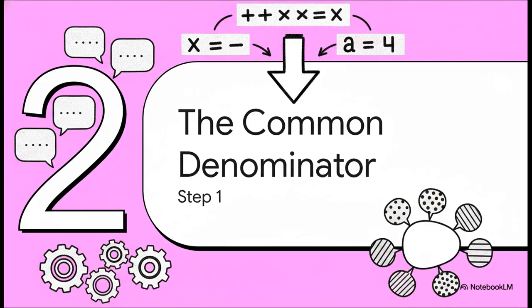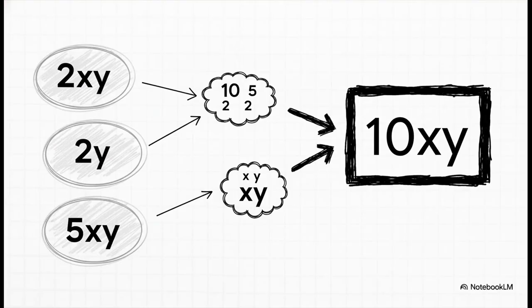Section 2, step 1, the common denominator. You know the drill with fractions, right? You can't add or subtract them unless they're all speaking the same language. And that means finding a common denominator. So let's have a look at what we're working with. We've got 2xy, 2y, and 5xy. To find the lowest common denominator, we'll look at the pieces. For the numbers, you've got a 2 and a 5. The lowest common multiple there is 10. Easy. Then for the letters, we need an x and we need a y to cover all our bases. Put it all together and bam, our target denominator is 10xy.